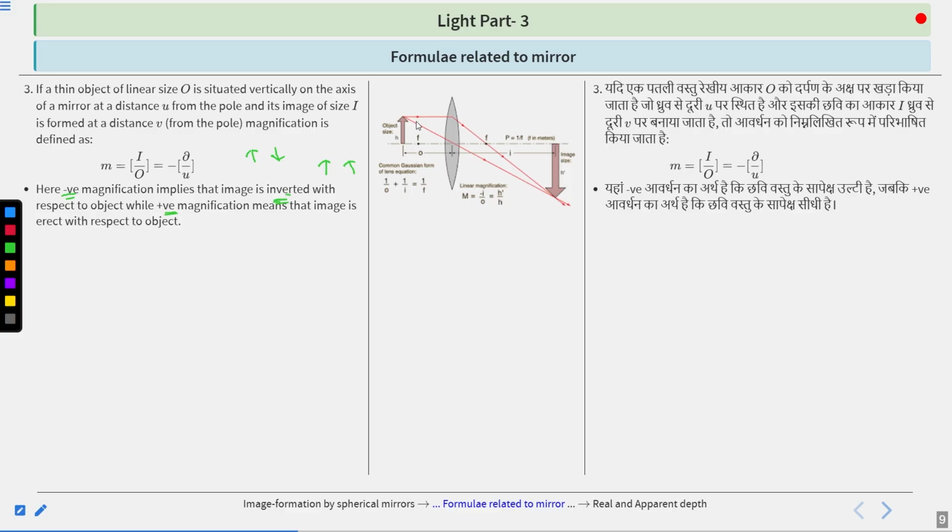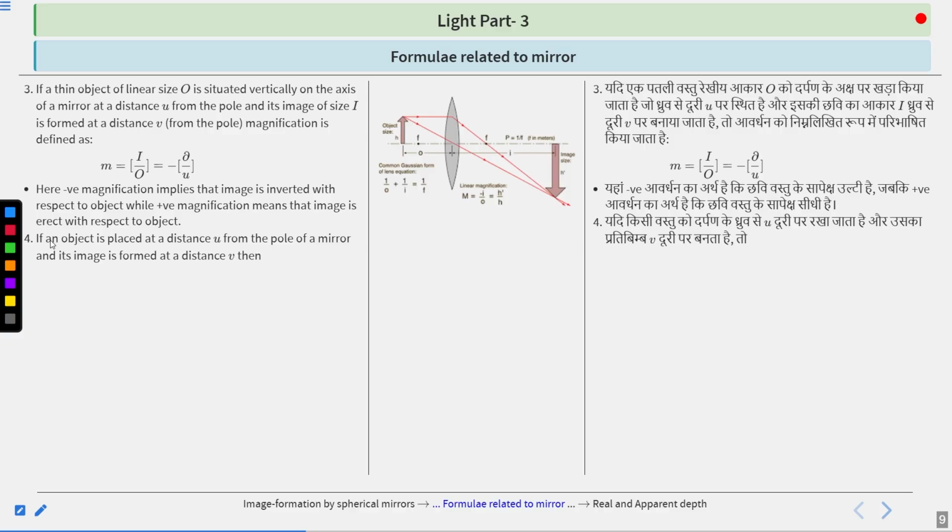Here you can see also. Okay, if this is an object in upward direction, the image is in downward direction. Negative magnification always, and inverted. If they are both in the same direction, then positive magnification means the image is erect.